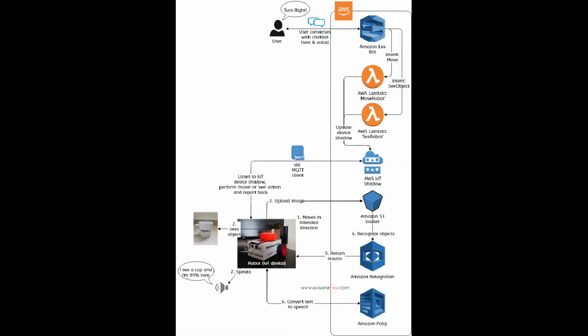And if the IoT shadow was updated by the Lambda function to look at an object, it would pick that up and then run the code to look at an object, take a picture, upload it to Amazon S3, and then Amazon Rekognition would look at that image file and determine what that object is, and then return that back to the robot, to the Python script, and then it would invoke the Amazon Polly service to convert that text to speech, and then the robot can actually speak. And you can say something like, I see a cup and I'm 99% sure, for instance.